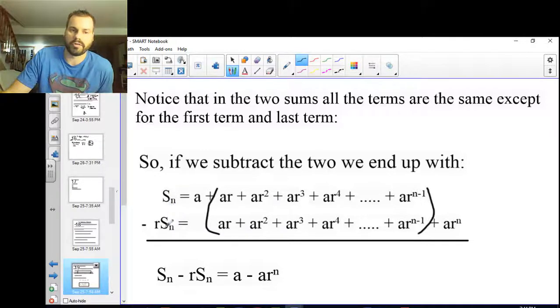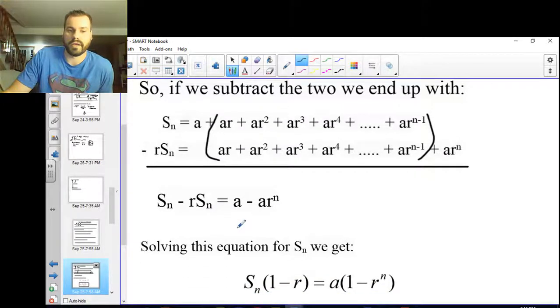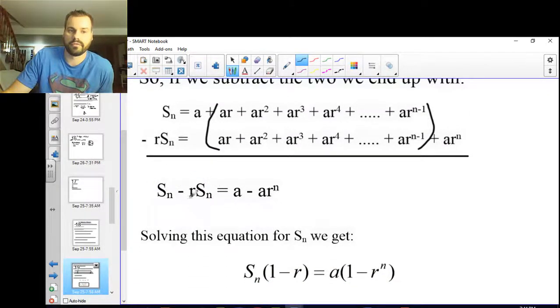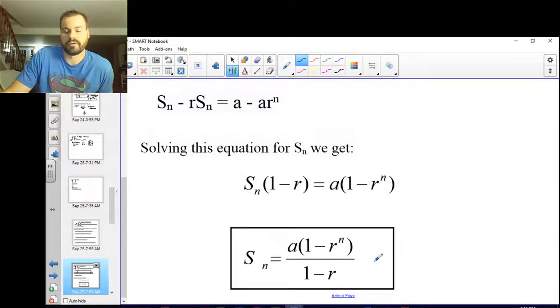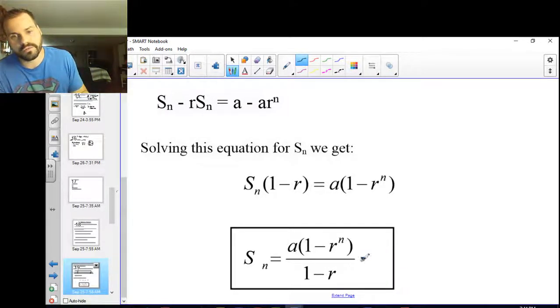If I subtract them on this side, I get Sn minus R Sn. And on this side, because these are all the same, they all cancel. So the only thing that's left is A and AR to the n. Now, I want Sn. That's what I'm trying to solve for. So if I factor it out of here, I get Sn times 1 minus R. And over here, I can factor out an A because it's in both terms, and I get A times 1 minus R to the n. And then all I have to do is divide by 1 minus R. So there's my formula.